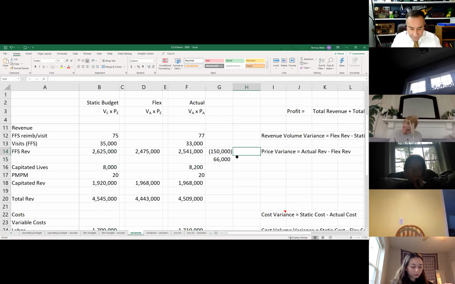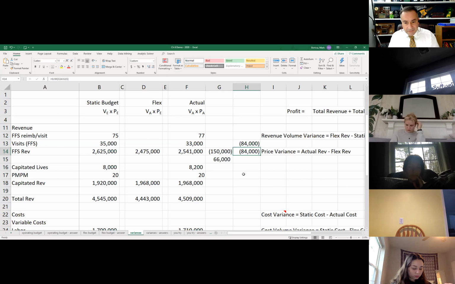And if we add these two together, we get a change of 84,000. If I just compare the actual and the static, you're going to see that it was 84,000. So what we're after with this variance analysis is to explain this 84,000. This 84,000 is the result of two different forces acting on our clinic's revenues. On the one hand, we had a significant decrease in revenue as a result of our decrease in volume. That pushes our revenue down, but at the same time, we earned more per visit, and that pulls the revenue back up again.